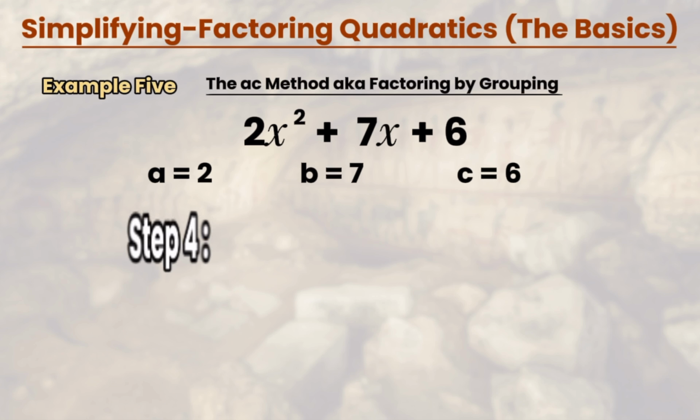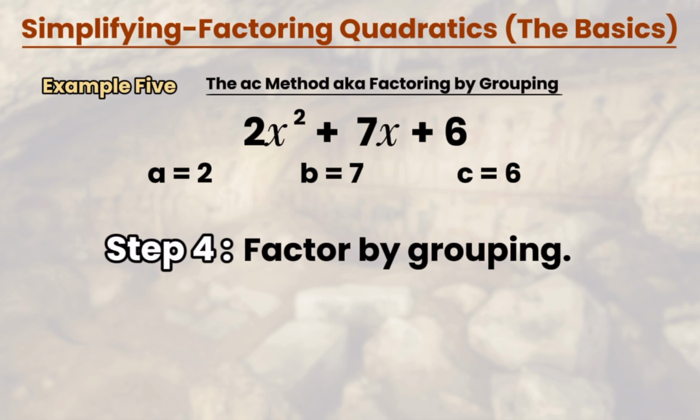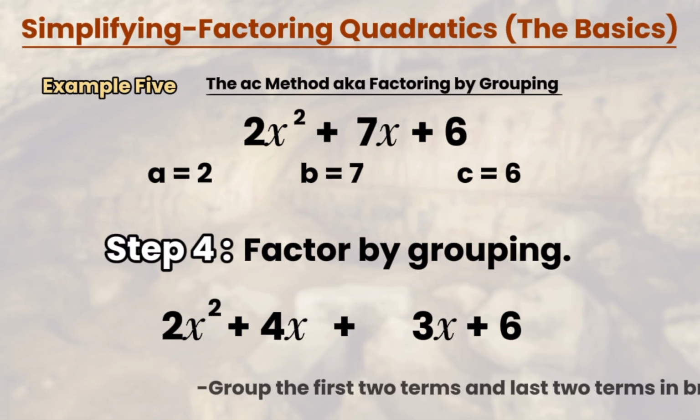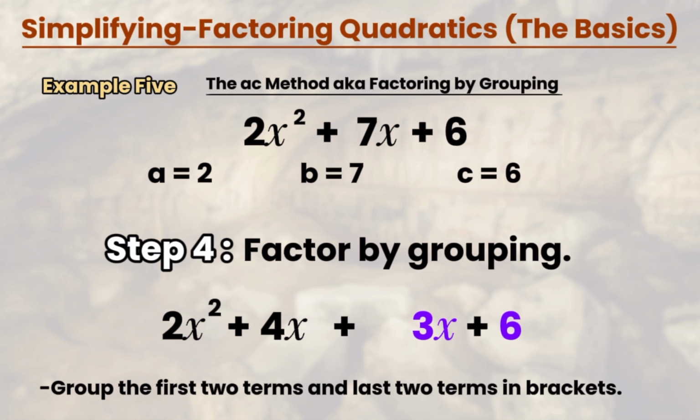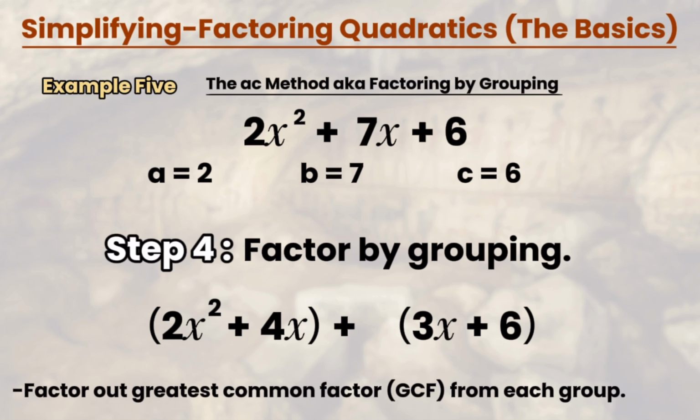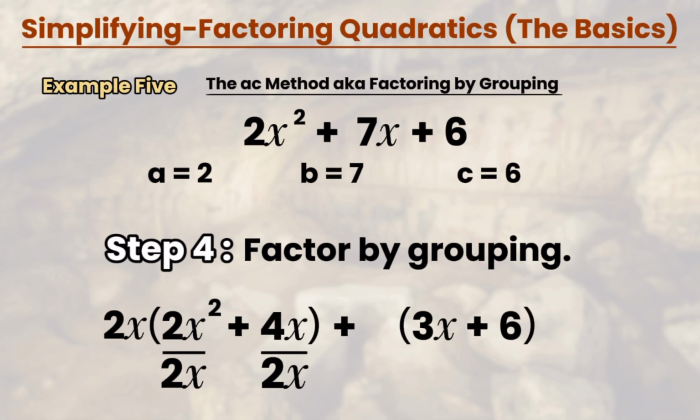Step 4. Factor by grouping. Now, group the first two terms and the last two terms in their own set of brackets, like this. Then, factor out the greatest common factor from each group. For 2x squared plus 4x, the greatest common factor is 2x. Divide both terms by 2x to get an answer of x plus 2.